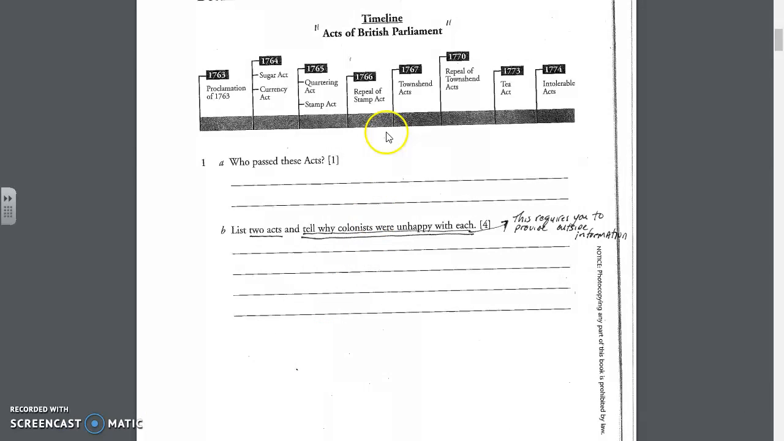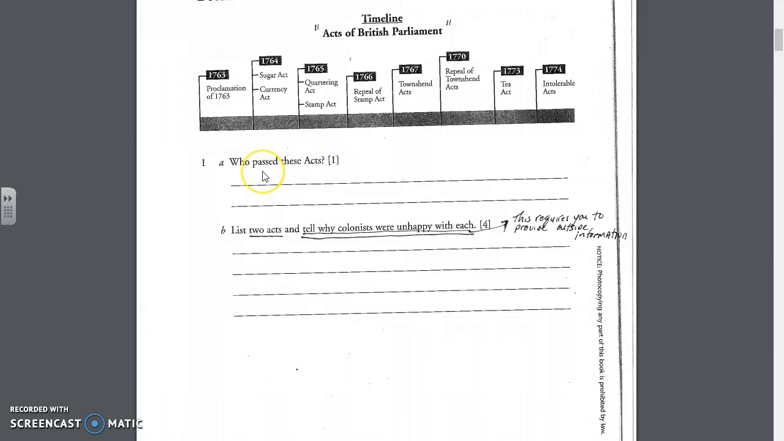Okay, the next question for document number 1 is question 1B. Question 1B asks, list 2 acts and tell why colonists were unhappy with each. I want you to take note of the number in brackets after each question. This is how many points each question is going to be worth on the rubric.